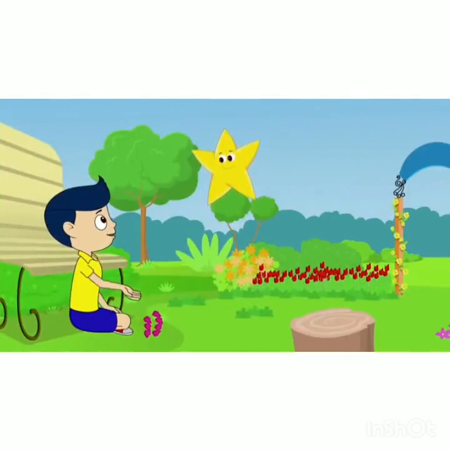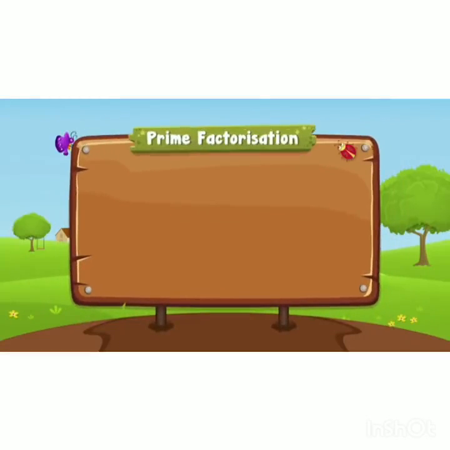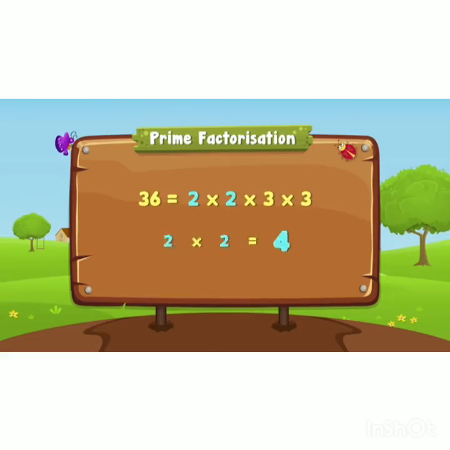But why do we have to know the prime factors of a number? Because a number can be written as a product of its prime factors. For example, 36 equals 2 into 2 into 3 into 3. 2 into 2 is 4. 4 into 3 is 12. And 12 into 3 is 36.